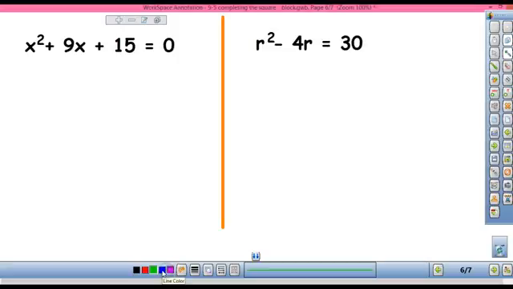Innocent, tell me what step 1 is. Move C to the opposite side. So in this problem, what is my C? 15. So we've got to move our 15 to that side. So I have x squared plus 9x, leave a blank, equals what? Oh, yeah, I'm supposed to subtract that. Equals negative 15. Good call.